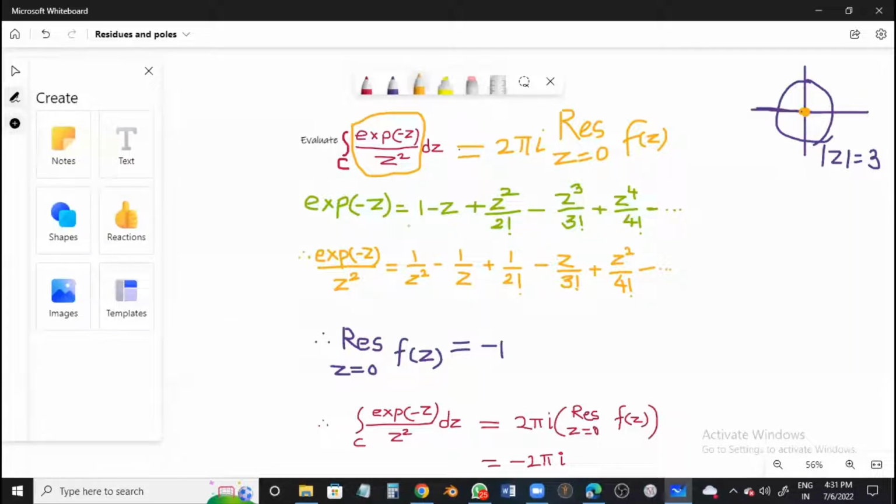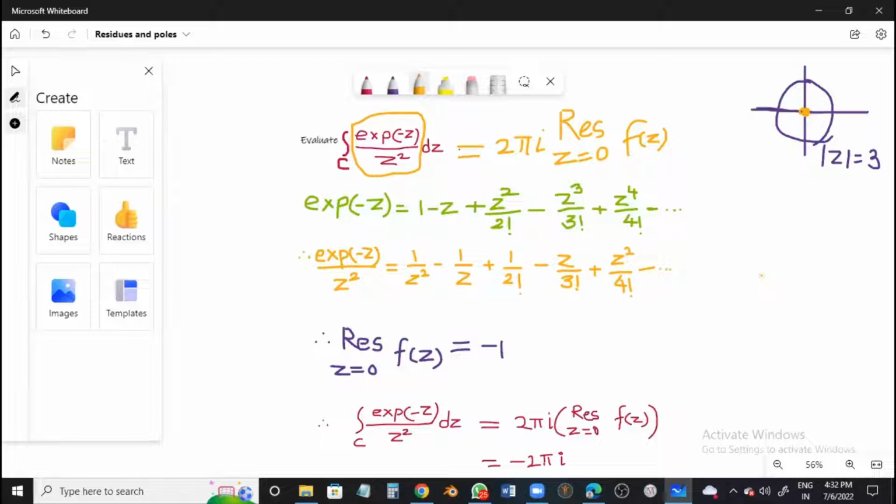Now you want it upon z square, so let us divide throughout by z square. If I divide by z square, I get 1 upon z square minus 1 by z plus 1 upon 2 factorial, because z square is cancelled over here. Then z is left over here, so it is minus z upon 3 factorial plus z square upon 4 factorial minus and so on. Do you agree?